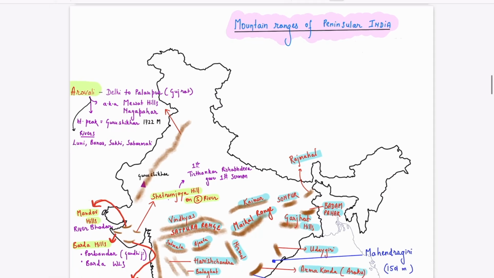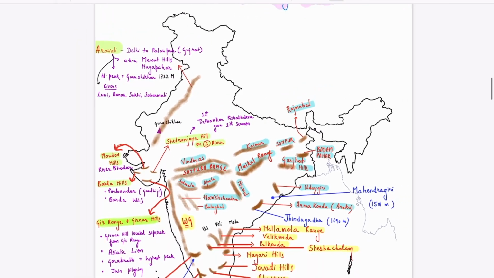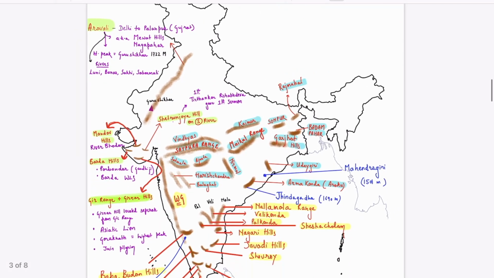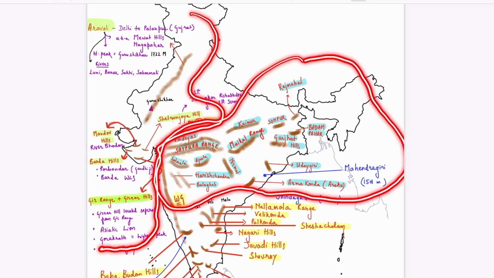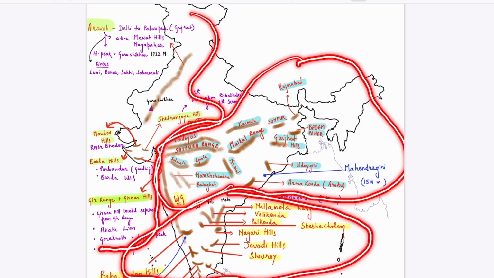Now, first of all, guys, even peninsular India's mountains are so many, so I have made a kind of classification or a division here also. Let me explain that to you. First, we are going to cover the hill ranges of western India. Then we are going to cover the hill ranges of central India, and then I will go to south India.